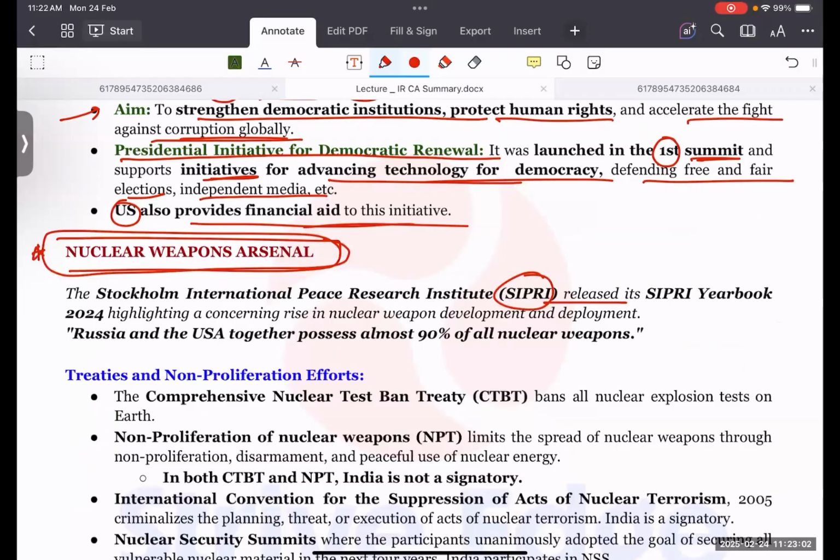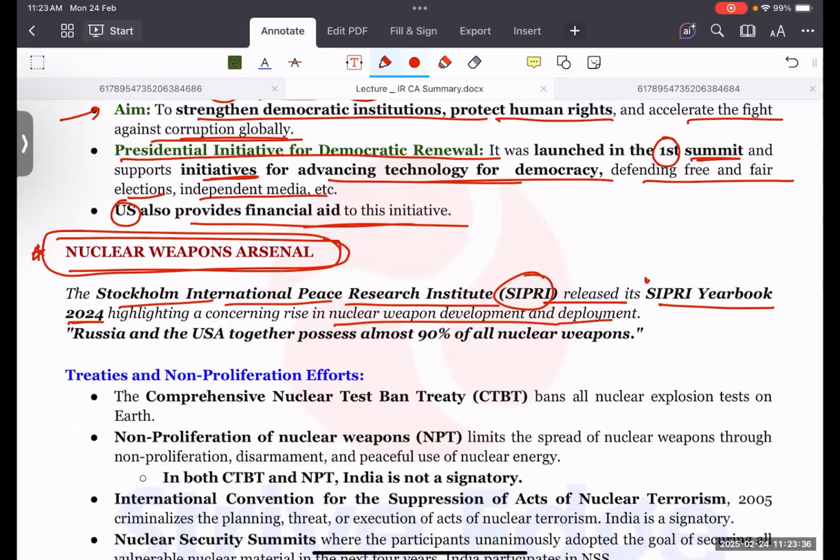SIPRI has released a report called the SIPRI Yearbook 2024, which has highlighted a concerning rise in nuclear weapon development and deployment. That means this report has shown a significant rise in nuclear weapon deployment and development. The difference between development and deployment is that development is when they research and introduce particular nuclear weapons, but deployment is placing them in strategic locations where they can be put to use. So that is the difference.